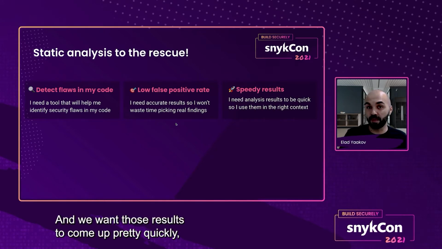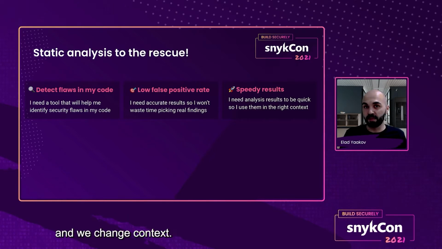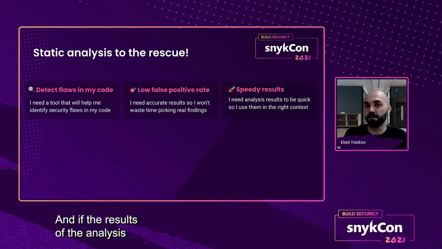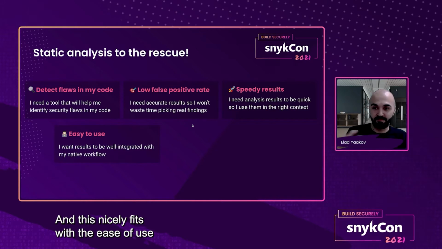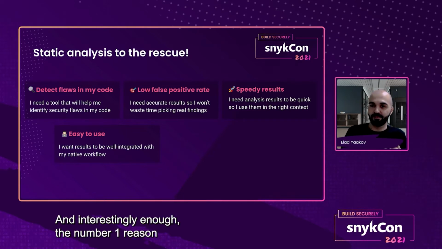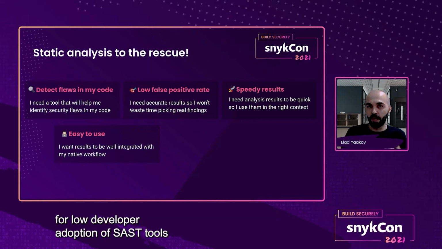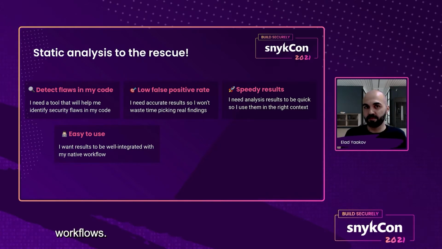And we want those results to come up pretty quickly because we often work on different things and we change context. And if the results of the analysis are not there within a reasonable time, we're probably not going to use them. And this kind of nicely fits with the ease of use and how native this tool is for my workflow. And interestingly enough, the number one reason for low developer adoption of SAST tools is the fact that they are not well integrated with developer workflows.